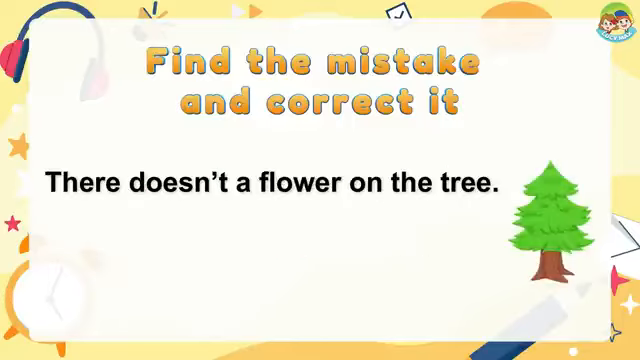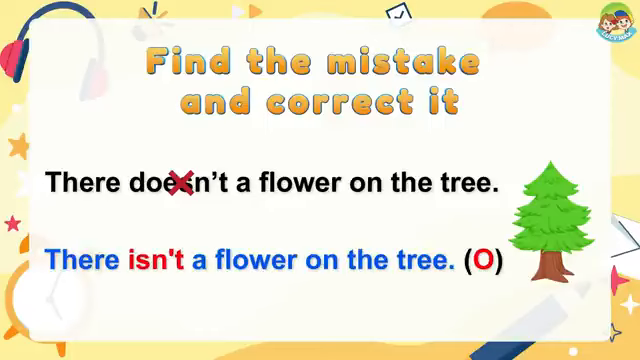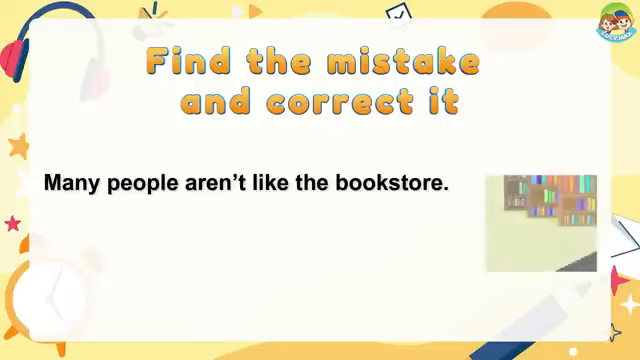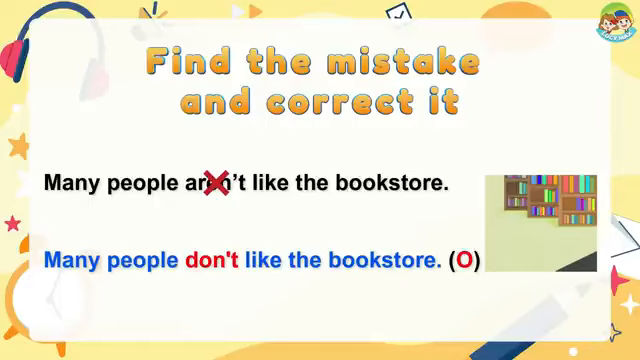There doesn't a flower on the tree. There is no verb, so we don't use doesn't. The sentence should be, there isn't a flower on the tree. Many people aren't like the bookstore. Here we have a verb like, so we use do verbs. The sentence should be, many people don't like the bookstore.